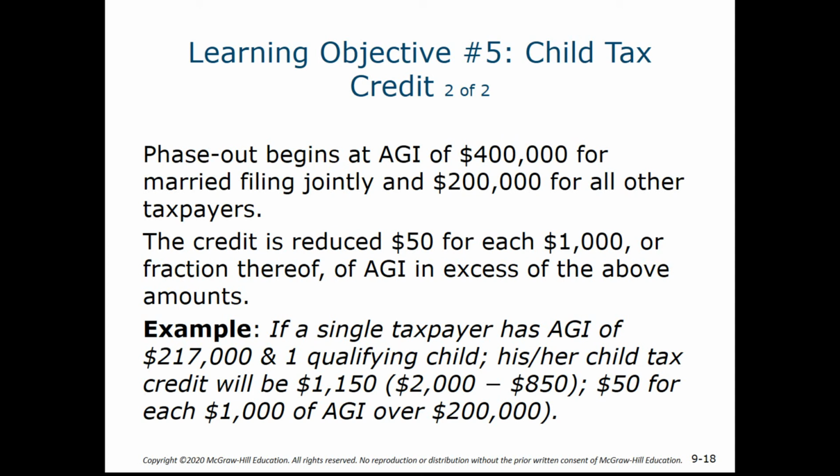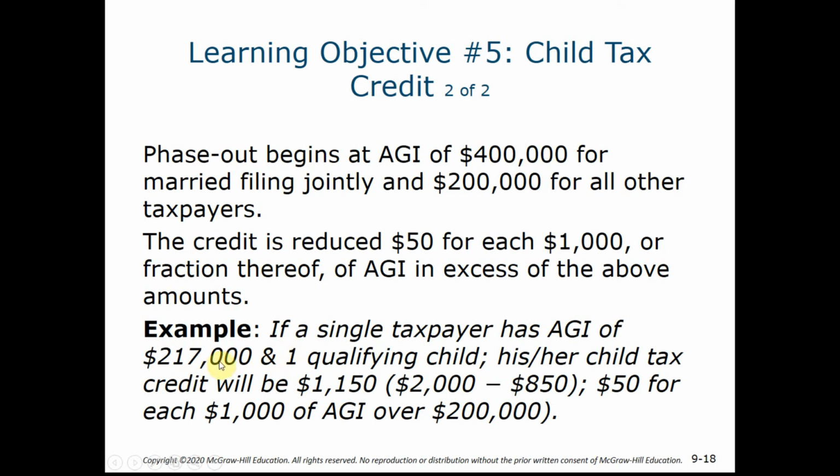So let's run through an example here. If a single taxpayer has adjusted gross income of $217,000 and one qualifying child, his or her tax credit would be $1,150. So let's look at this. The credit for the one child will max out at $2,000, as we stated earlier.